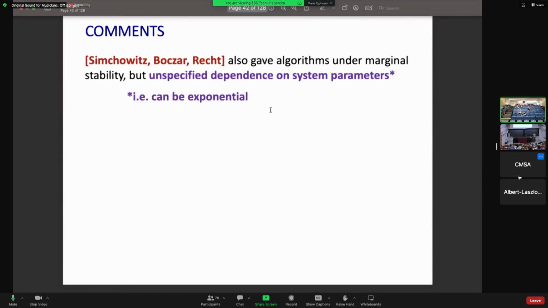All right, so I want to say a few comments. First, there is one earlier work by Simchowitz et al. where they gave an algorithm that works under marginal stability. But there's a pretty big caveat, which is that it has hidden constants that depend arbitrarily on the underlying linear dynamical system. So nothing in the world prevents those hidden constants from being exponential in the size of the linear dynamical system. So these aren't really what I would call polytime algorithms because they're not polynomial in the number of parameters you're trying to learn.